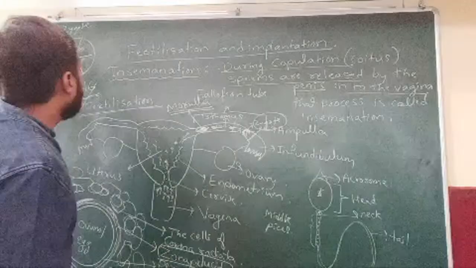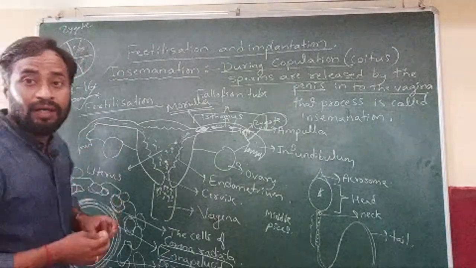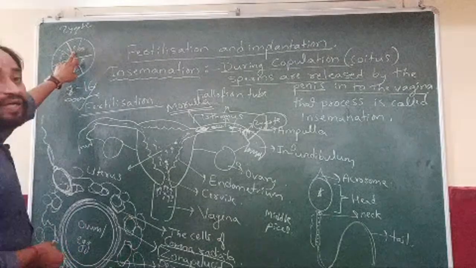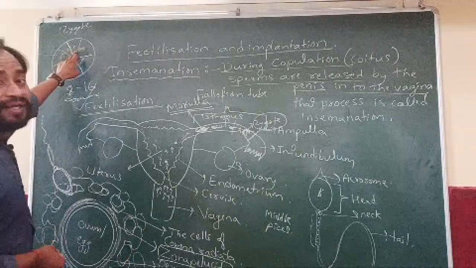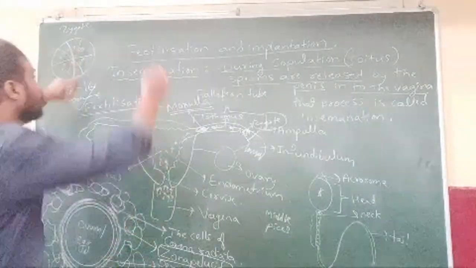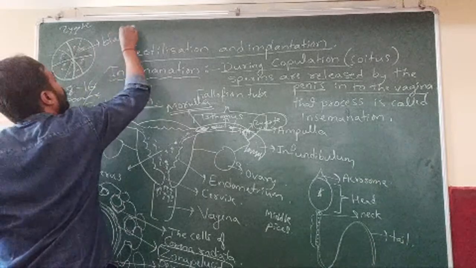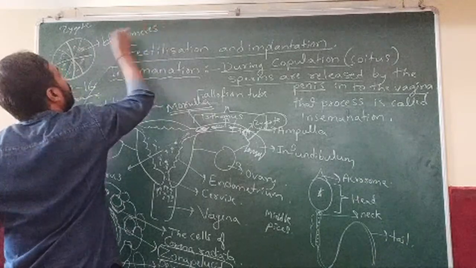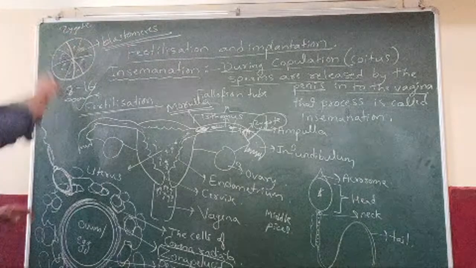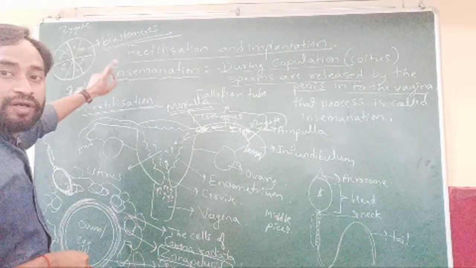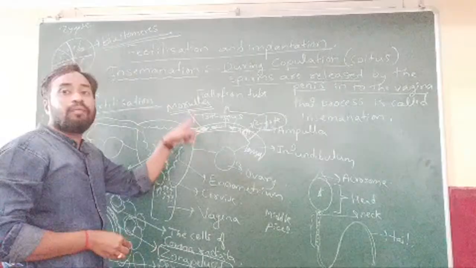Then, whatever the cells are forming inside here, they are termed as blastomeres. Okay, blastomere. Now 8 blastomere to 16 blastomere stage is called morula.